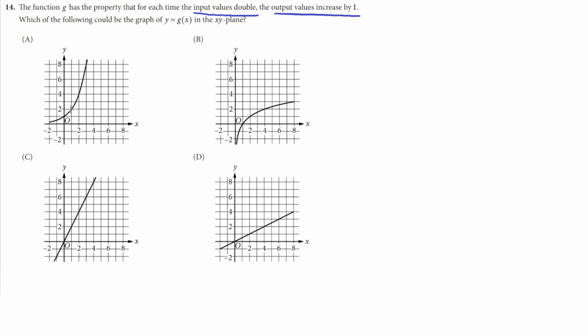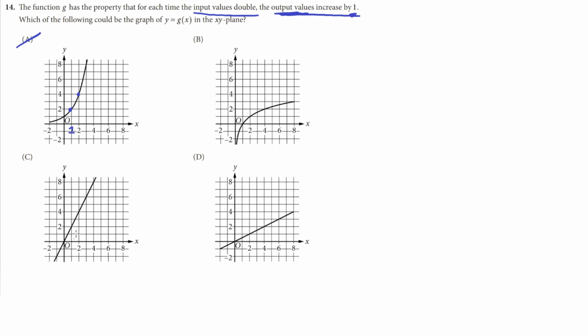So let's just point down the first point here at 1, 2 on this graph. And let's double the input value. So doubling 1 gives us 2. And we see that when we go from 1 to 2, our input value doubles, so our graph should increase by 1. But we actually see that the value of g of x in A increases by 2 from 2 to 4. So A cannot be the correct answer because the output value has to increase by 1 only.